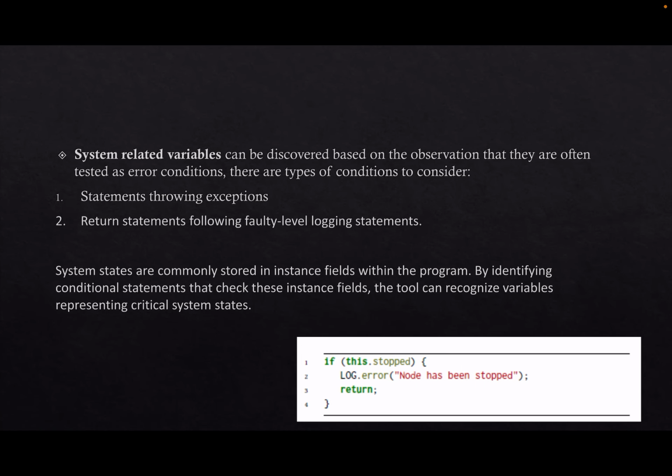Moving on to system related variables. System related variables can be discovered based on the observation that they are often tested as error conditions, and the types of conditions to consider are that statements throw exceptions and return statements following fault level logging statements, as given in the figure. System states are commonly stored in instance fields within the program. By identifying conditional statements that check these instance fields, the tool can recognize variables representing critical system states.